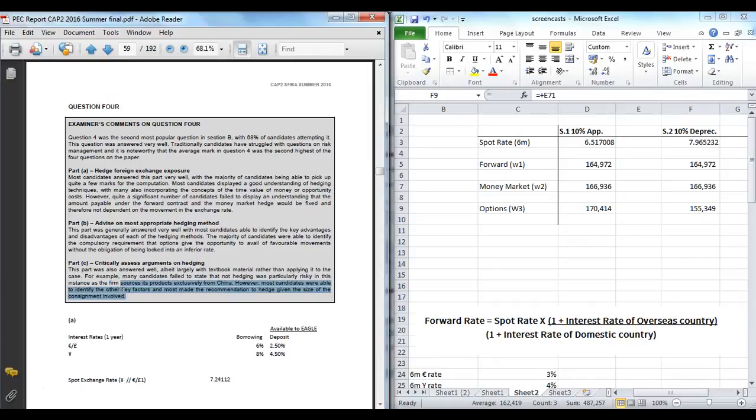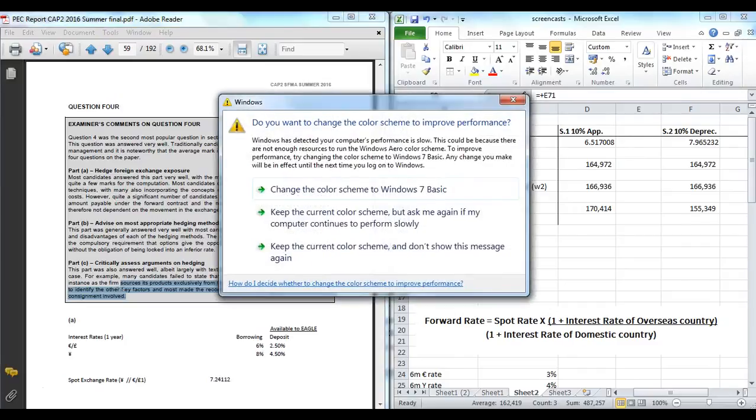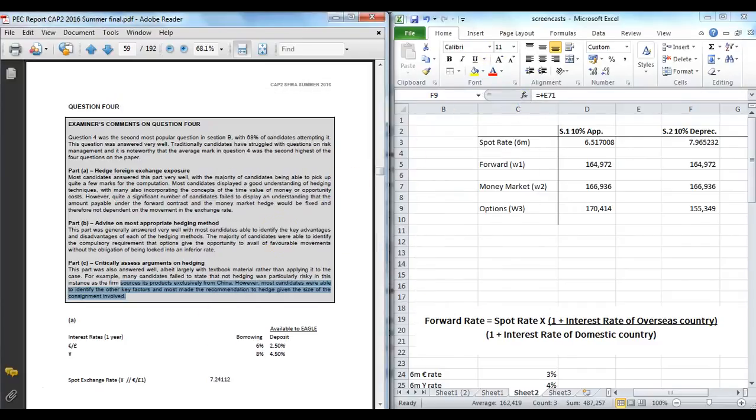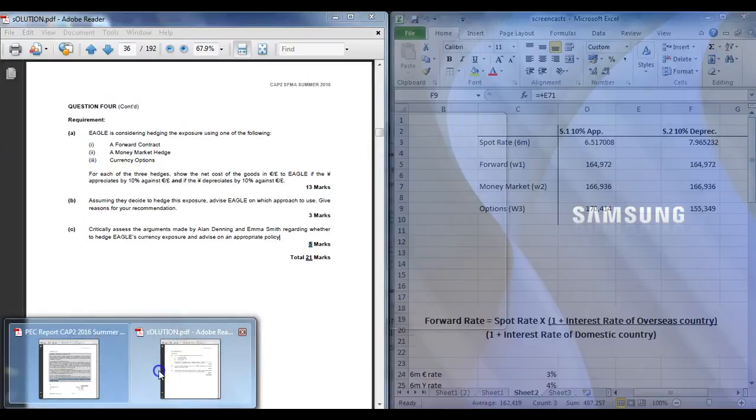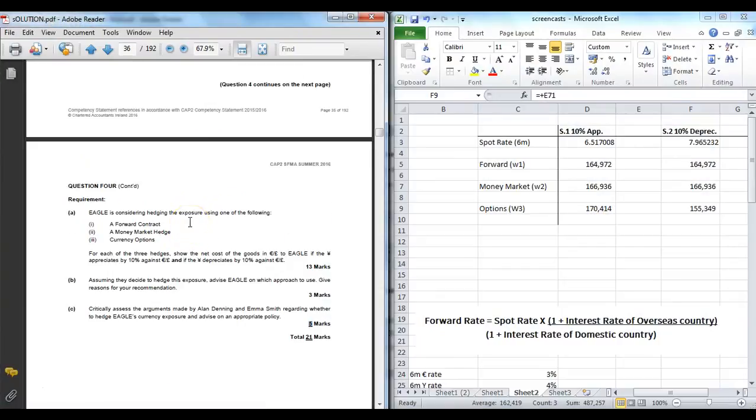All of those are factors that the examiner will have intentionally put into the case for students to use to improve their answer and put some context on their answer specific to the case. Alright, so overall that is Summer 16, question 4, looking at foreign exchange risk management.